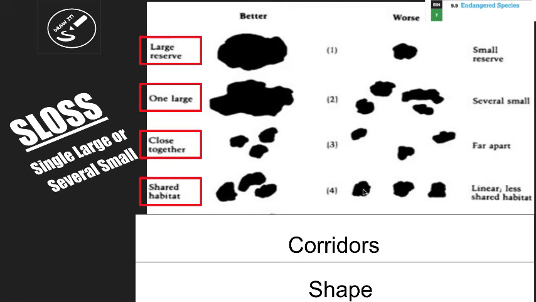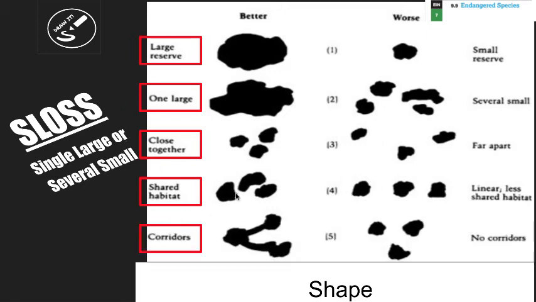Corridors is the next thing. Corridors are these linking strips of land together. Those things are going to be able to link them together and allow the organisms to travel together to these new areas, versus having no connection whatsoever, which puts them at risk while they're moving, and also less resources there as well.